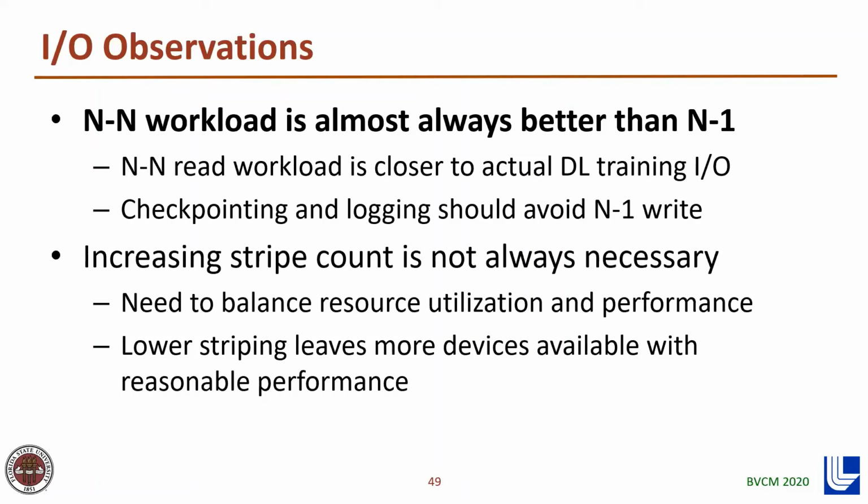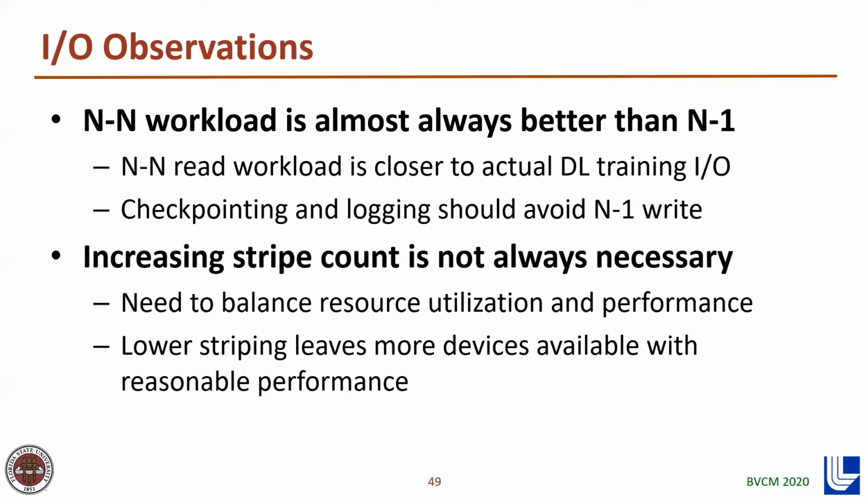Another recommendation is that when we are doing regular checkpointing and logging in deep learning applications, or any other application that does this on top of parallel file systems like BeeGFS, we should avoid N1 writes. Instead, we should use NN writes. In most cases, I have seen that only one rank is used for that, and only one rank writes the log files and checkpointing files.